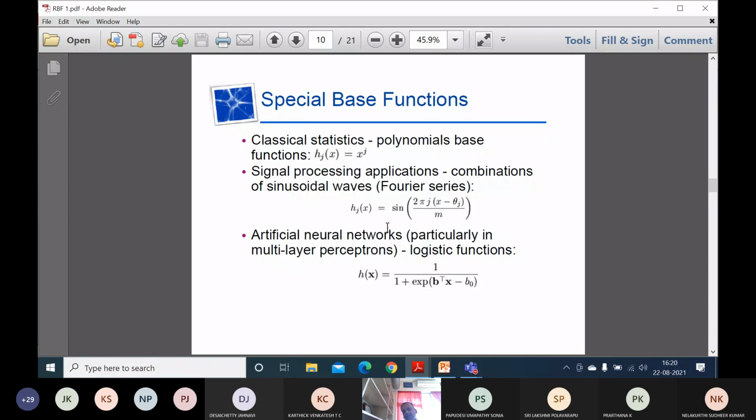And in the case of artificial neural networks, it is used as a logistic function. So h of x equal to 1 divided by 1 plus e power b transpose of x minus e naught. So one may be considered as an input vector, another may be considered as a prototype vector over here.